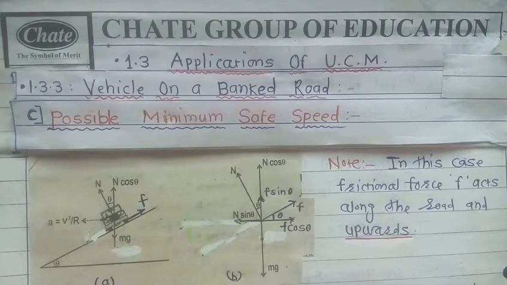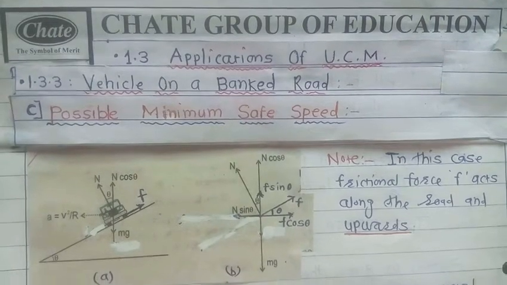Note down this. Now as before, this normal reaction N can be resolved into two components, vertical component N cos theta and horizontal component N sin theta. Similarly, this friction force F can be resolved into two components, vertical component F sin theta and horizontal component F cos theta. In this case, F cos theta is away from the center. That means these two horizontal components are opposite to each other.